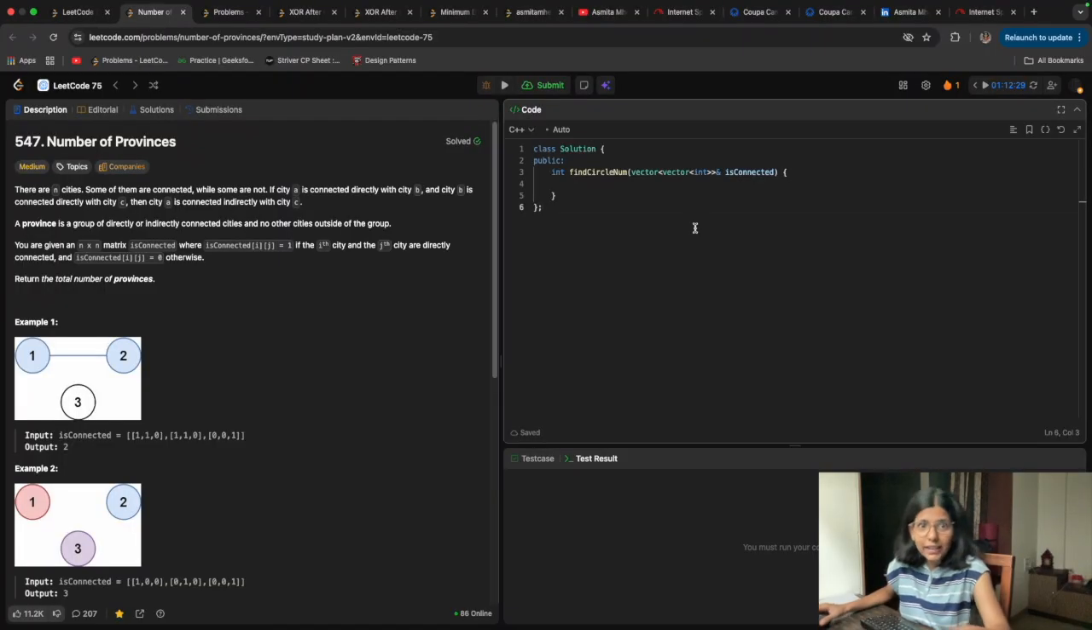Like we can say it is the number of connected components in a graph, the graphs which are not connected, and that's what we are doing here. The number of provinces we are finding is the number of connected components in the graph, and we found it using DFS yesterday, and today we will see how we can find it using BFS.